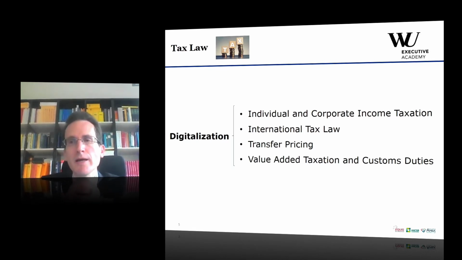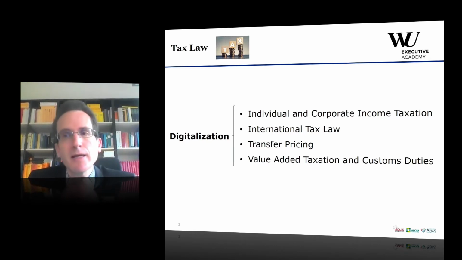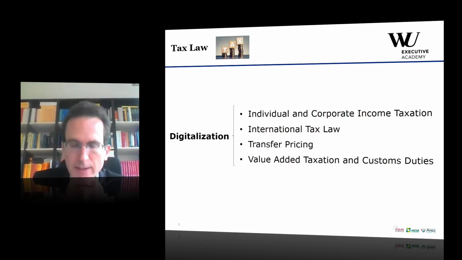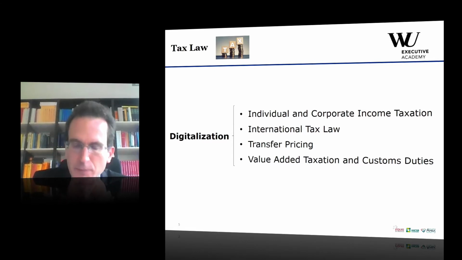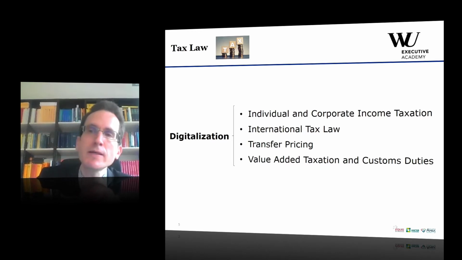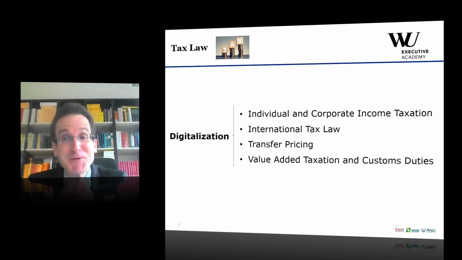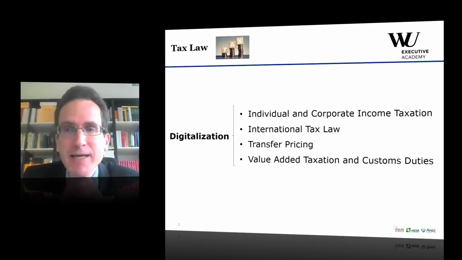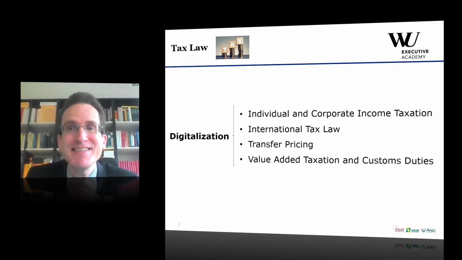VAT is also an area of taxation which can easily be automated, which can be easily implemented by computers, especially if you have the choice between different tax rates. So which program, which product, which service is subject to which tax rate? When can you get a tax exemption? How about the deductibility of input VAT? And of course, e-invoicing. When you get an invoice, this can be easily scanned and then it can be transferred to the computer system. And then you can communicate with the tax administration automatically. So persons are no longer needed for this.